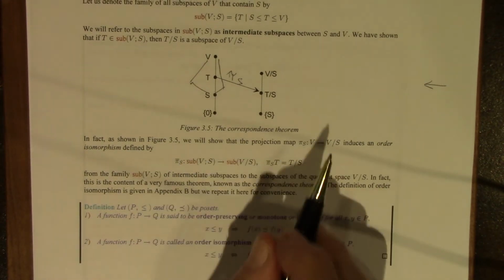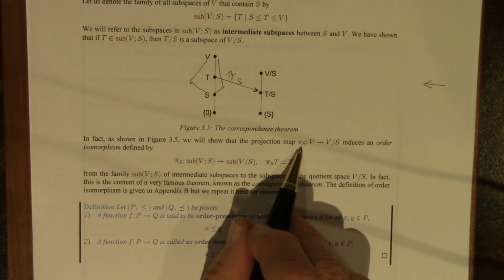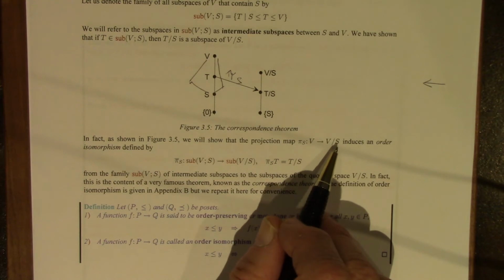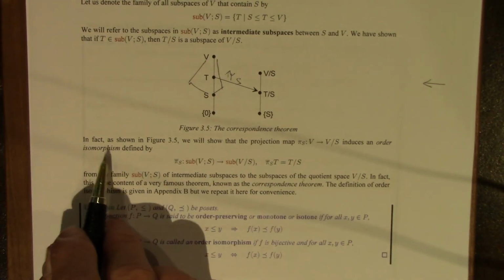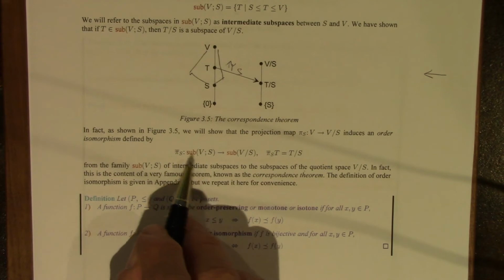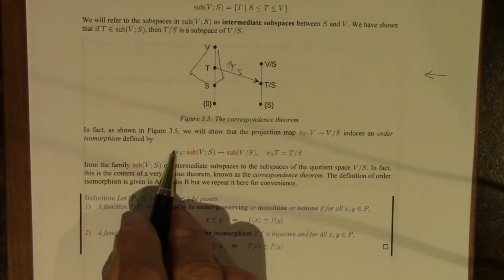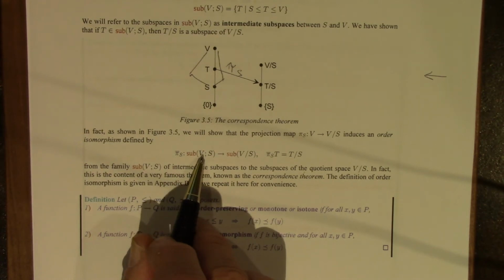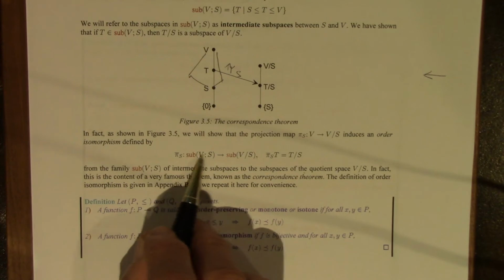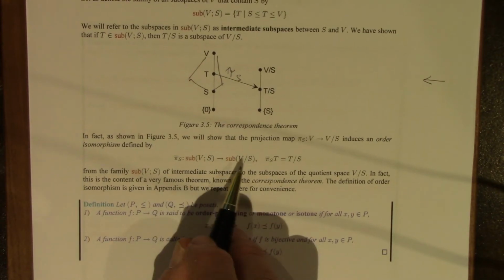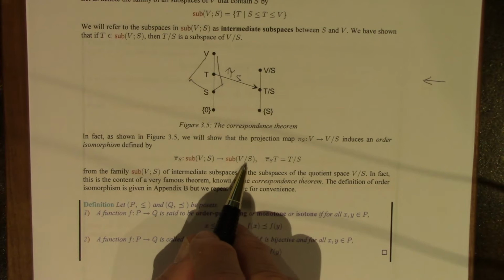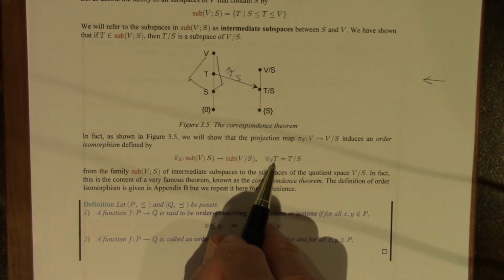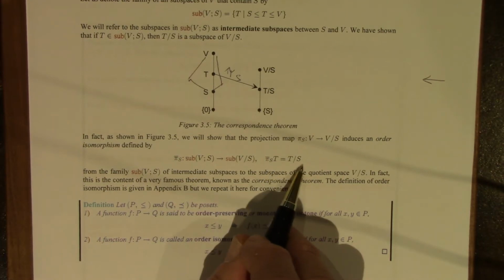So the projection map, pi sub S, which sends V to V mod S, induces an order isomorphism, which I will denote by pi bar of S, that sends the intermediate subspaces, the subspaces of V that contain S, to the subspaces of the quotient space V mod S. And it sends the intermediate subspace T to T mod S.